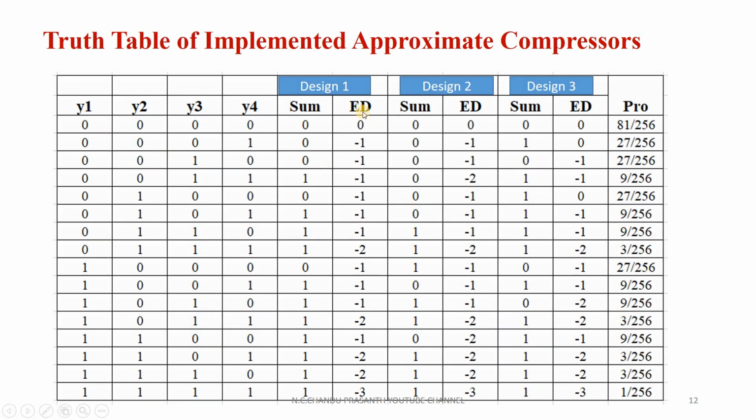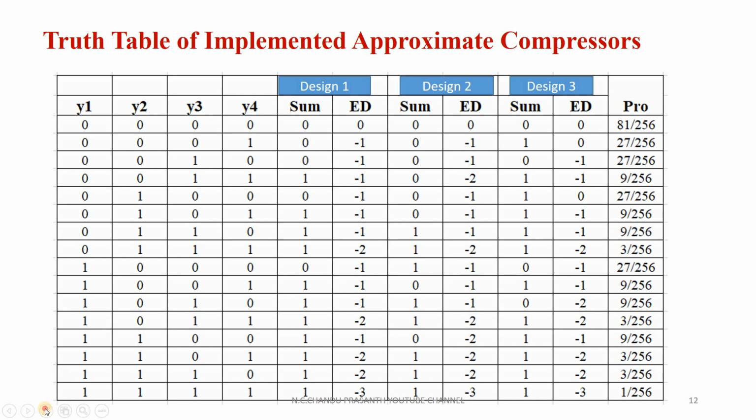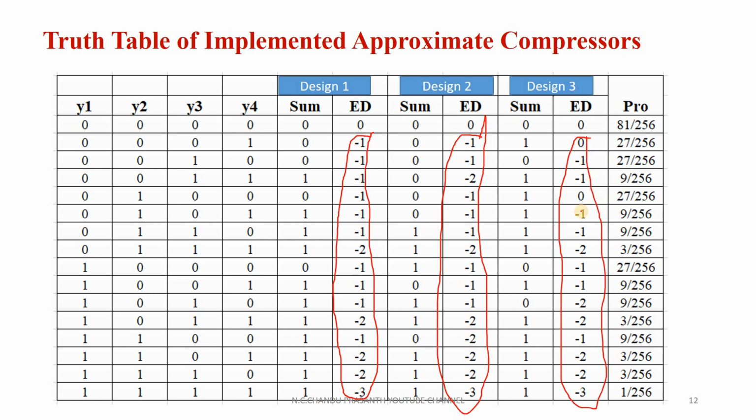Okay, so here, if you observe, you can get a minus in all these. ED means error distance. Initially I said that if you employ inexact designs, that means approximate designs, we can get errors. So all these are the errors. Why are we getting so many errors? Because these are not exact designs. All these are inexact designs. That's why we are getting these many errors. So these are design 1 errors, design 2 errors, and design 3 errors.